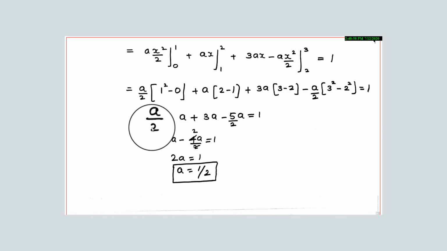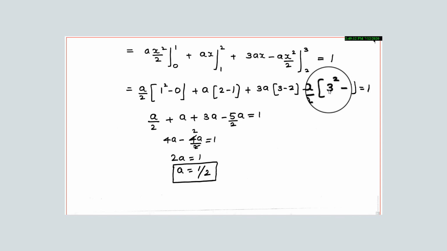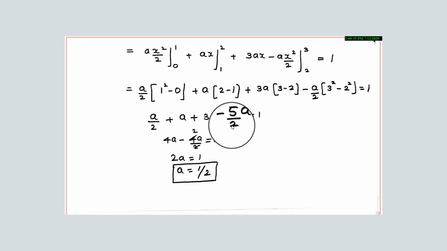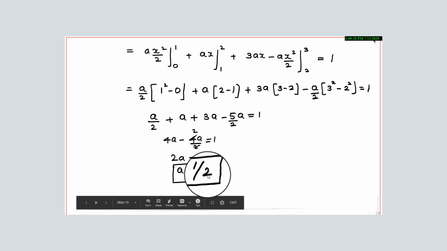So I'll be getting a by 2. 1 square is anyway 1, plus 2 minus 1 is nothing but 1. So again it is left with a, plus over here 3 minus 1 will fetch me 1. So this is 3a as it is, minus 9, 3 square is 9, minus 2 square is 4. So 9 minus 4 I'll be getting as 5. So 5a by 2 is equal to 1. I'll add up all these terms and this will reduce as 2a is equal to 1, or a equal to 1 by 2. Now I have got the value of a.